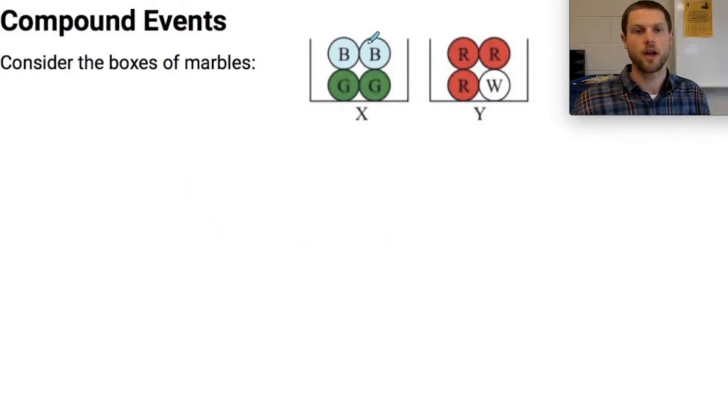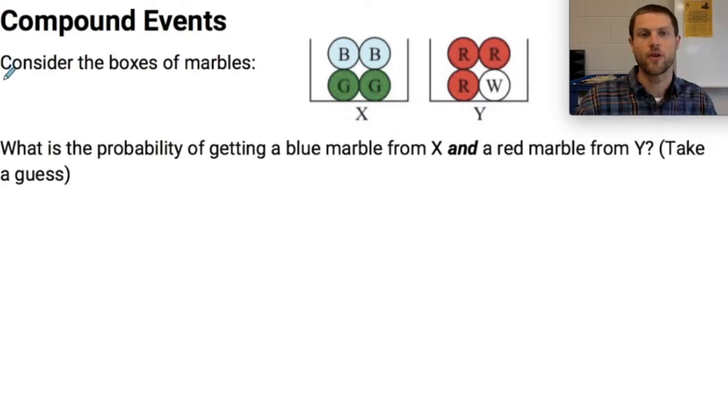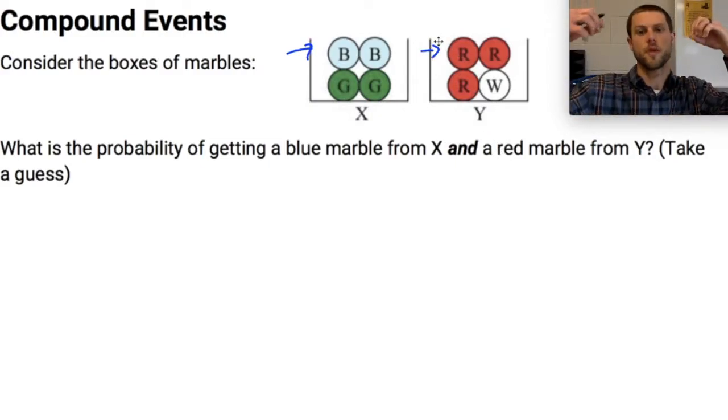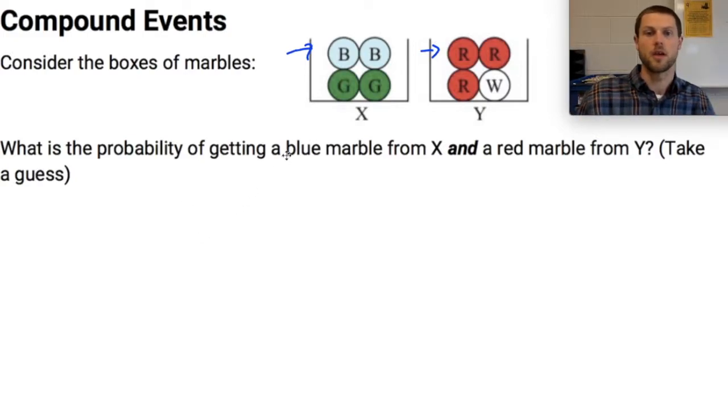And so let's consider I've got two boxes of marbles, box X and box Y. What I'm going to do here is figure out the probability of getting a blue marble from X, so one of these, and a red marble from Y. If I were to draw a random marble from both of these boxes, what's the probability that the one from this box would be blue and the one from this box would be red?